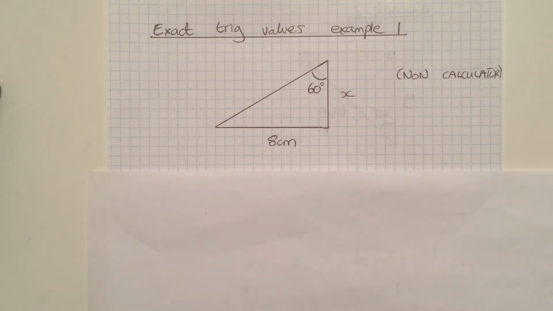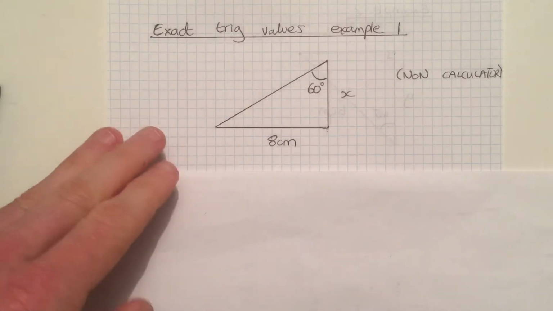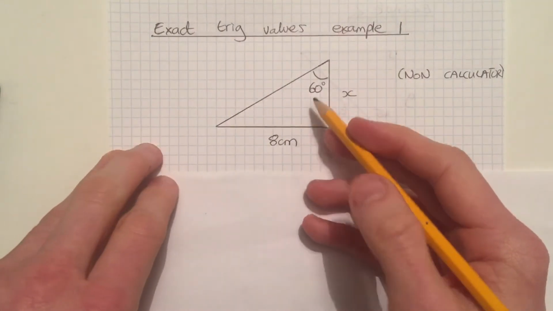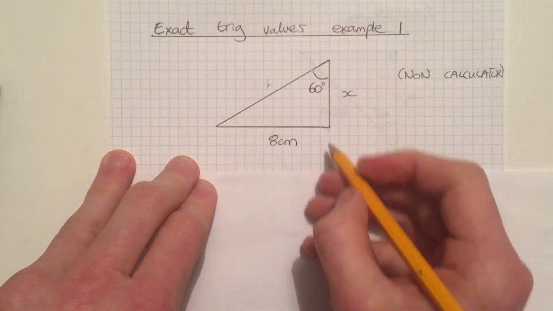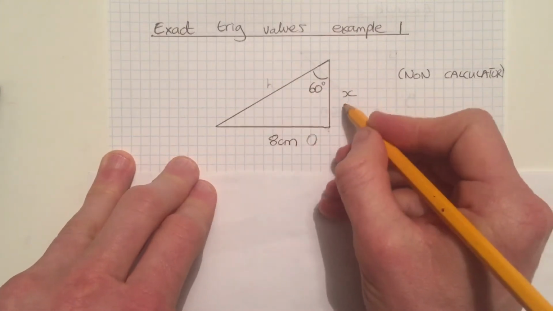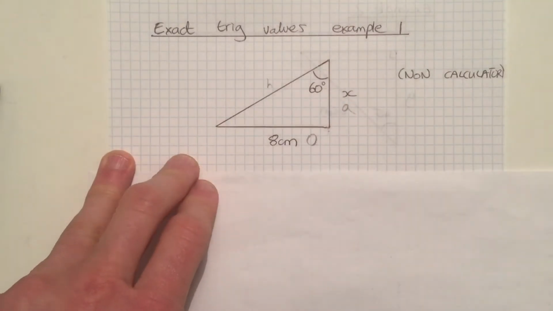In this video we're going to see a couple of examples of how we can do trigonometry without a calculator because we know the exact trigonometric values for certain angles. So we're going to start off exactly the same way as we would do when we did this topic with a calculator. We're going to label up the sides in relation to this angle here. So this is the hypotenuse over here, this is the opposite side here, this is the adjacent side here.